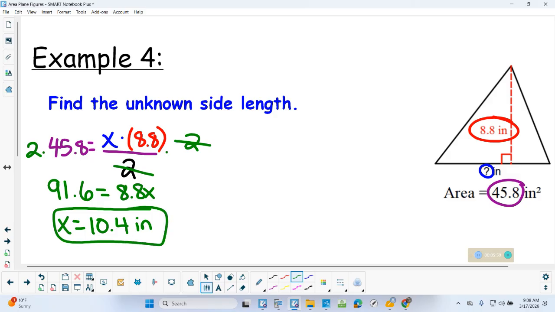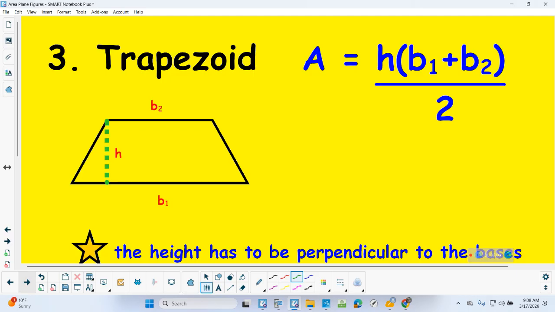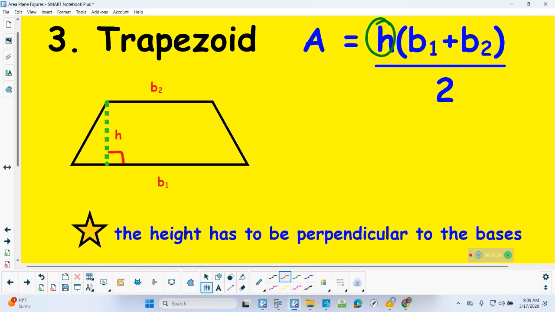All right, so we've covered rectangles, squares, parallelograms, triangles. Let's do a trapezoid. Now, we've seen this formula. It's been a hot minute since we've done it, but we have seen this before. So area equals, of course, your height, and then base 1 plus base 2. We're going to add the bases together, and then, of course, we're over 2. Now, same rule applies on the triangle as it does on the trapezoid. Your height has to be perpendicular to the bases. So that's what we're filling in down there on the star.